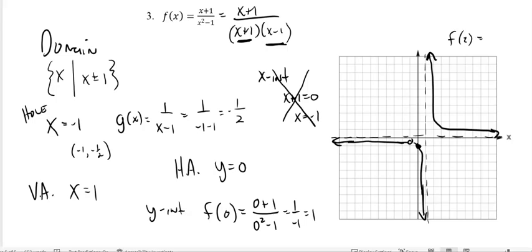Well, f of 2 would be 2 plus 1, and then on the bottom, 2 squared minus 1. 2 squared is 4 minus 1 is 3. So actually f of 2 comma 1 is a point. So I missed it a little bit. It should be like that. But the point is that was a plus 1, and I knew that part of the graph was up there.